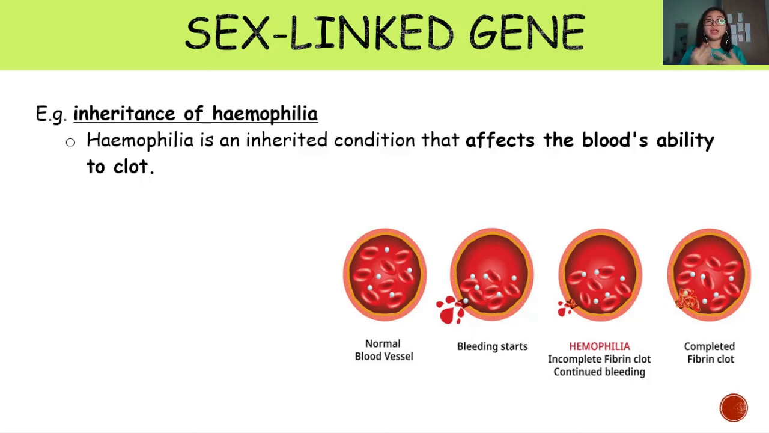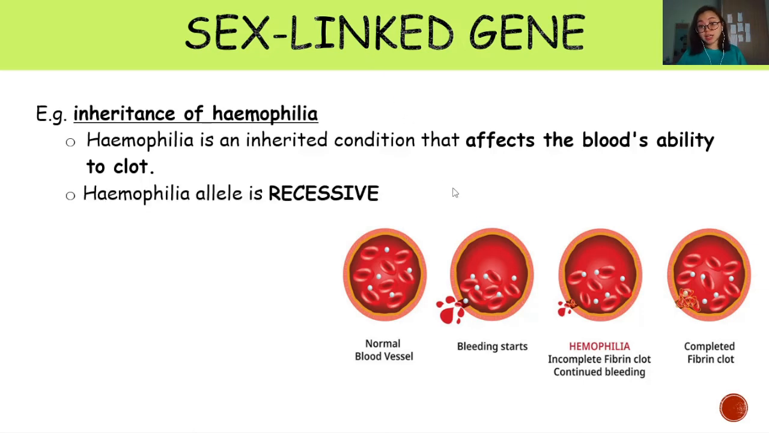So if you are a person with hemophilia, the blood clotting in your body is not going to function as normally or as quickly, and you are more susceptible to dying by bleeding. That's not nice. So this hemophilia is controlled by an allele, and that allele is recessive.